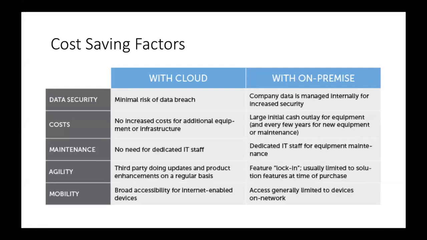In terms of speed or agility, with the cloud, this third party does all your updates and product enhancements on a regular basis. If you're doing something on premise, you're usually limited to the solutions at the time of purchase, unless you paid for the continued maintenance. The last piece is mobility. When it's in the cloud, we've already touched on this. Anything with an internet-enabled device, you can access your things. When you're on premise, you're usually limited to what's on that network.